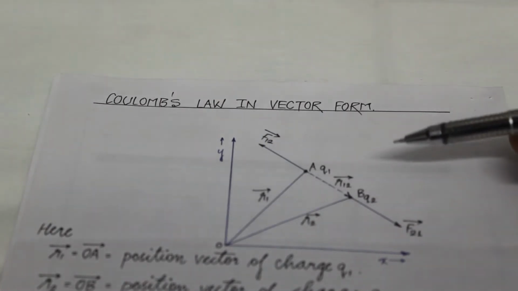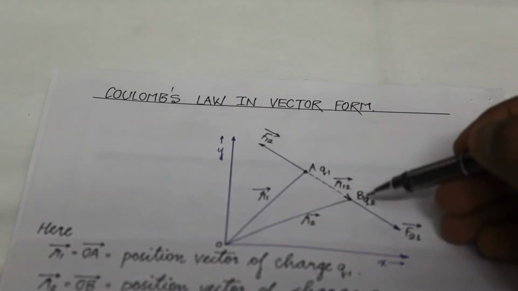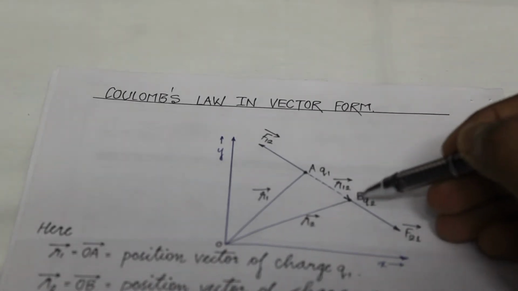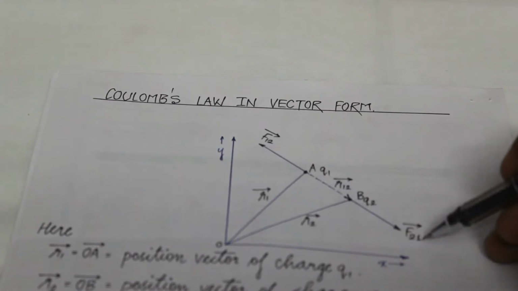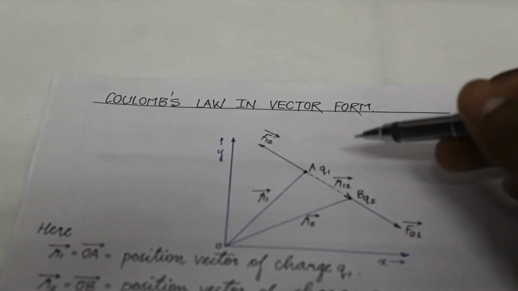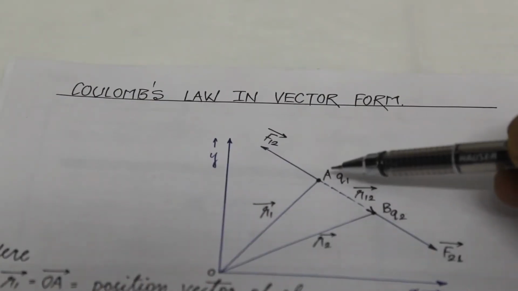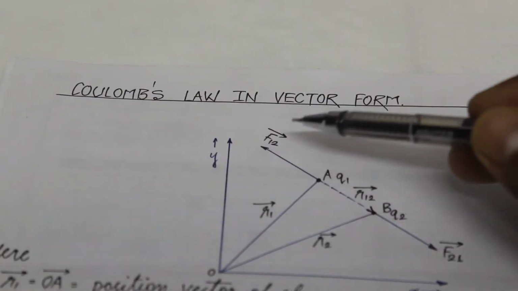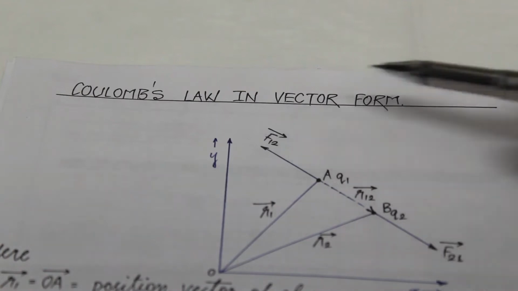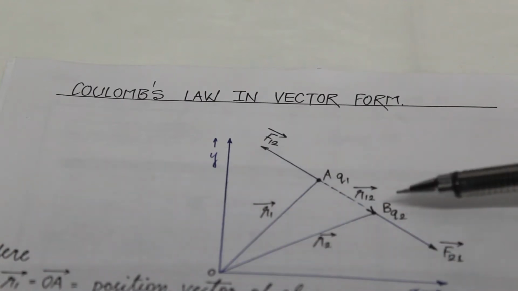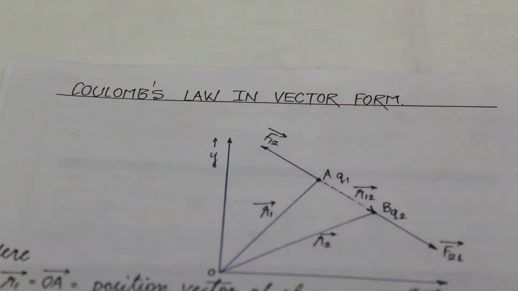Now, let us assume that the force acting on charge Q2 is along the direction F21, and similarly the force acting on charge Q1 is along F12. So this is the basic criteria through which we'll derive Coulomb's law in vector form.